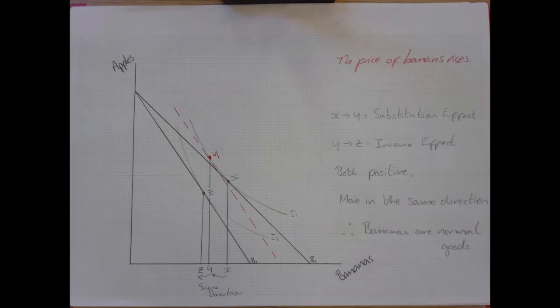So Y to Z shows the substitution effect, X to Y shows the income effect. Both are positive, moving in the same direction. Bananas here are normal goods.